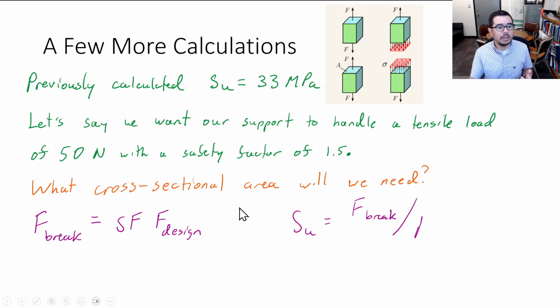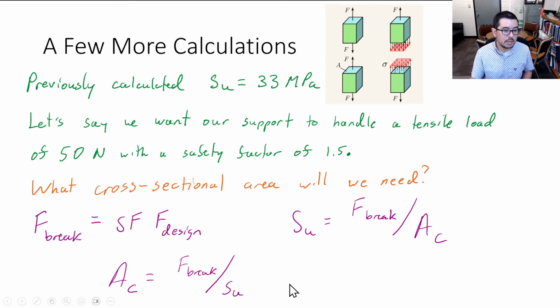Then we talk about that force at break, and we divide it by some appropriate cross-sectional area, and we reconfigure using just simple algebra what that cross-sectional area should be. So we can say that the force at break divided by the ultimate tensile strength, which we've measured previously, will give us the designed cross-sectional area that might be appropriate for this problem.